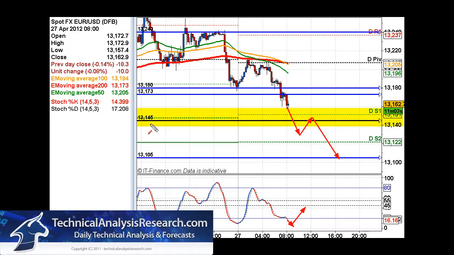Okay, so from 131.45, if it holds as resistance and we get the appropriate sell signal, then we trade that back down towards that 131.05 region. That's how we get short in the market today.